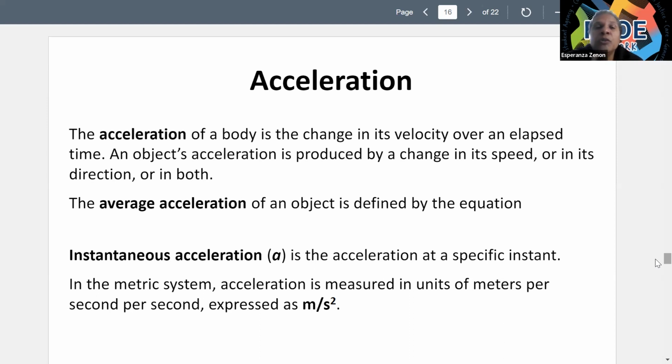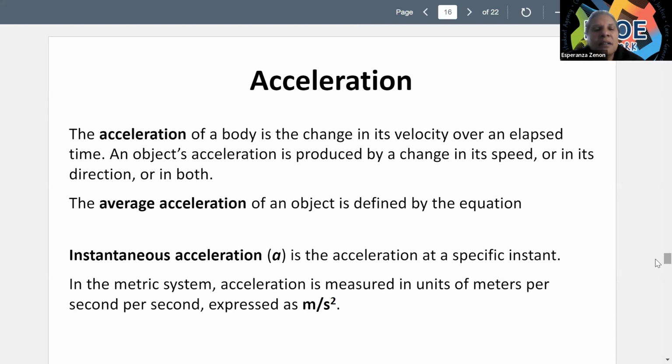So when you produce an acceleration in a car, you can hit the brakes, you can hit the gas, or you can steer the wheel. All of those produce acceleration because all of those contribute to a change in velocity, okay? All right.